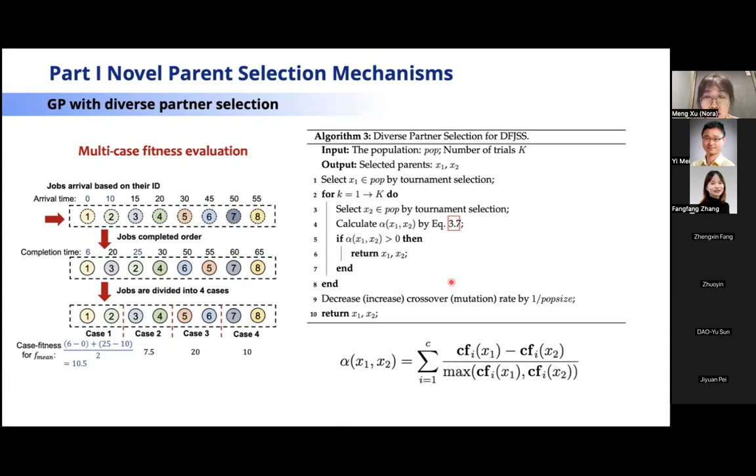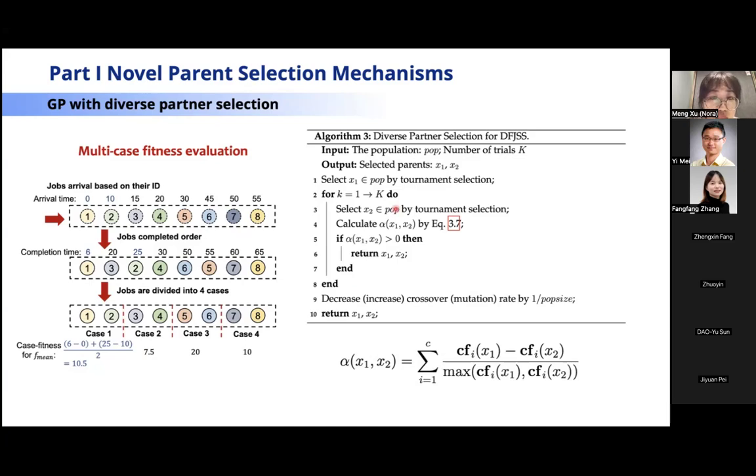So to do this, we divide a large dynamic flexible job shop scheduling problem into several sub-problems. So each sub-problem captures the patterns of different scheduling stages by using the proposed multi-case fairness evaluation. So we can see from this example, if we only have 8 jobs for these DFJSS individuals and we want to divide them into 4 cases, then based on their arrival order, we can get each case. And for each case, we get a case fairness.